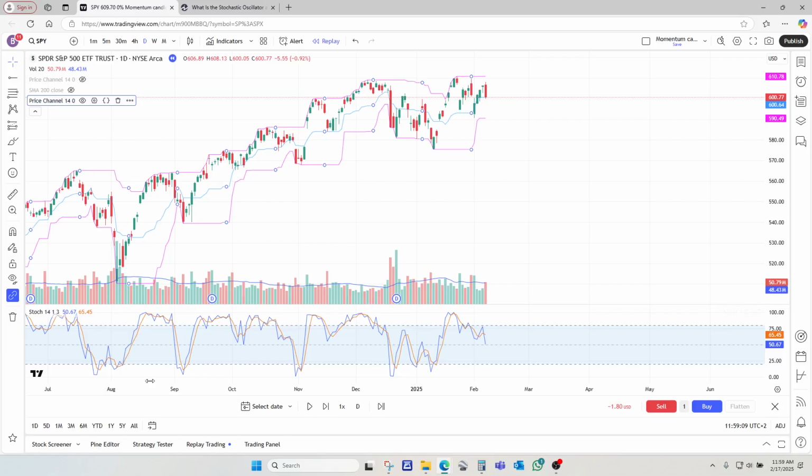What stochastic and Williams R do more is give you this percentage from the high and from the low. So if you use just the price channel, you will see the high and the low. This one also tells you the percentage and it gives you this representation. Remember, this is not bound, so 100 or 0 will not mean that price stops there.